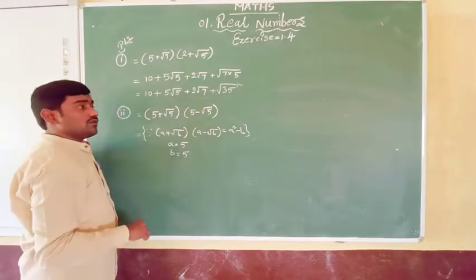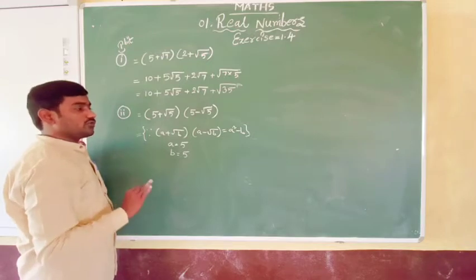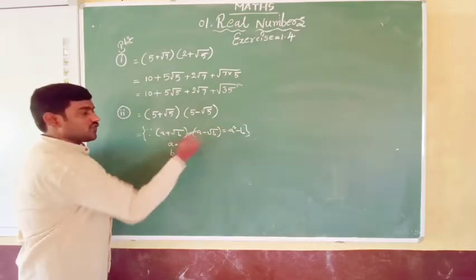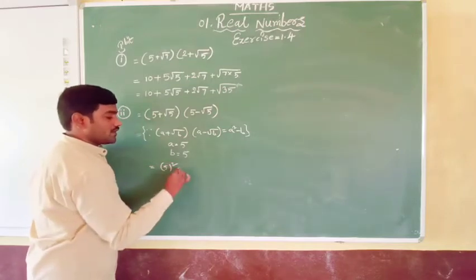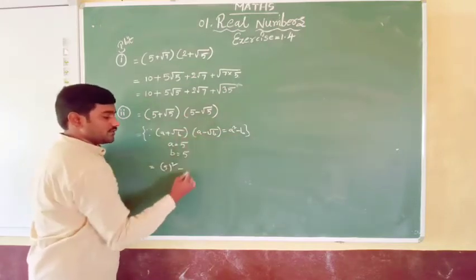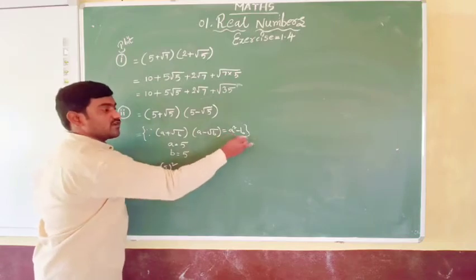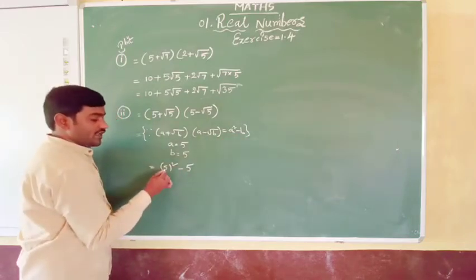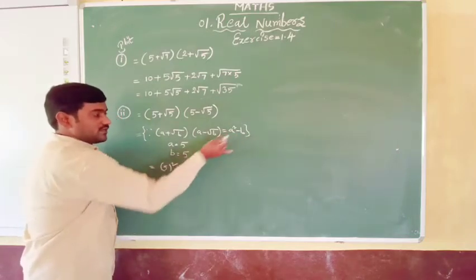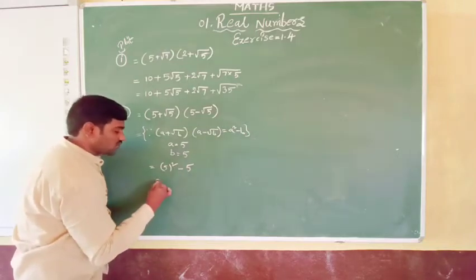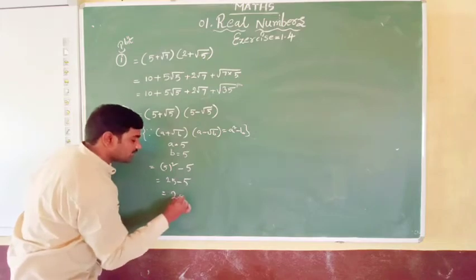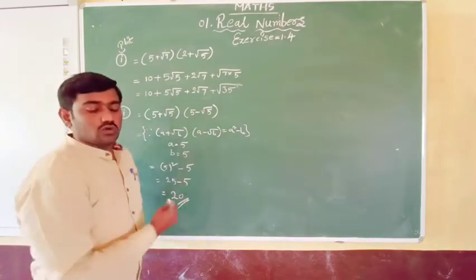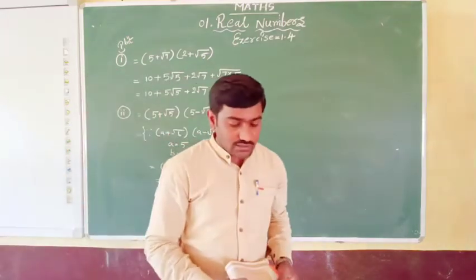B is also equal to 5. So what we need to do here, let us substitute in this form. A square, that is 5 square, minus b value, which is 5. So 5 square value is 25, minus 5. 25 minus 5 is 20. So this will be the answer.